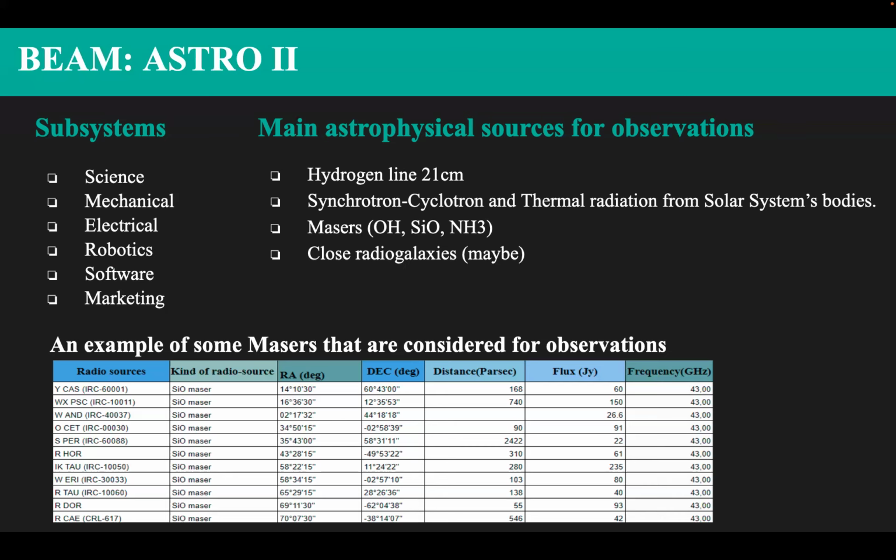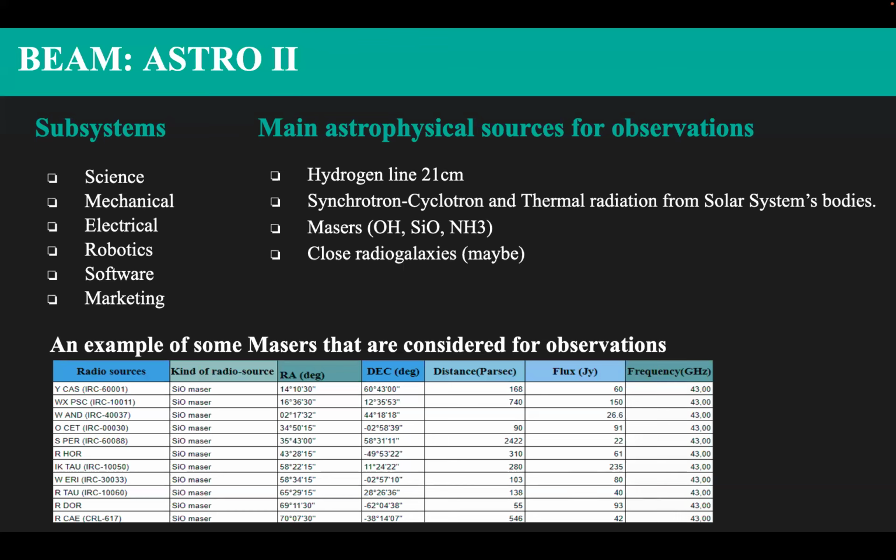And we have the science. Science has two tasks. The first is to create a catalog with all potential targets of the telescope, and the second is a catalog with all the physics behind these sources, how they determine that it's a potential target, and stuff like that. And of course, we have the marketing for the outreach to the people and for sponsors.